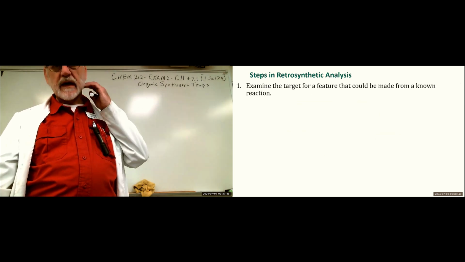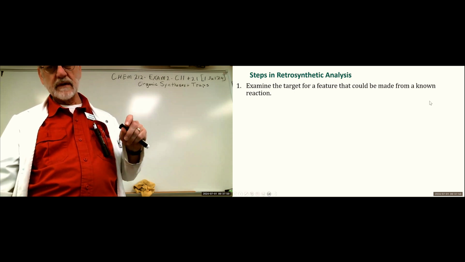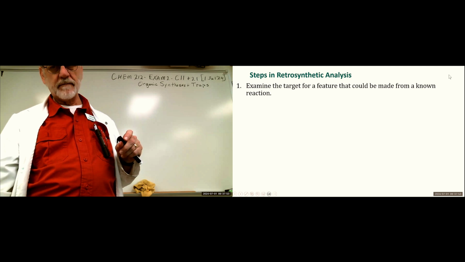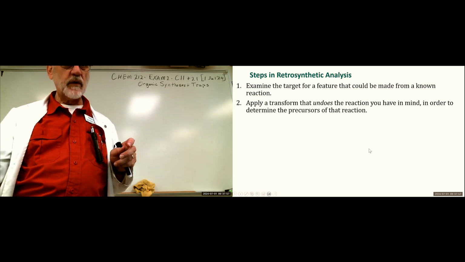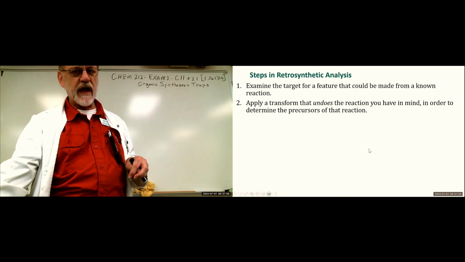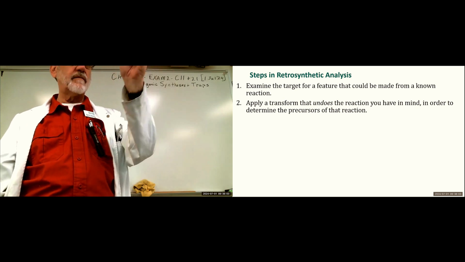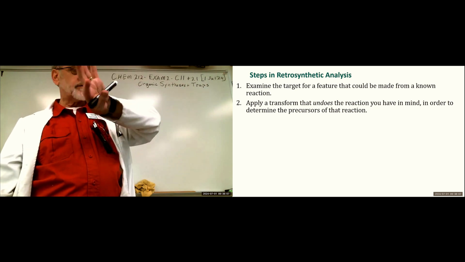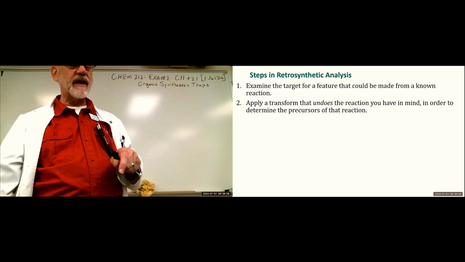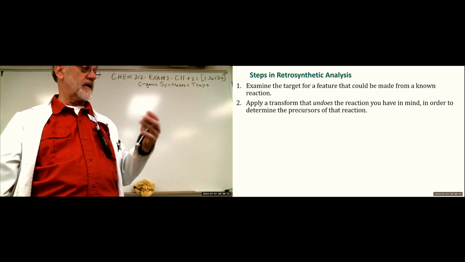So we're going to examine the target for a feature that could be made from a known reaction. Then we apply a transform that undoes the reaction you have in mind. Once you write the retrosynthetic and analytical steps, then you just flip it around, and you write it in a form that would look like a recipe.